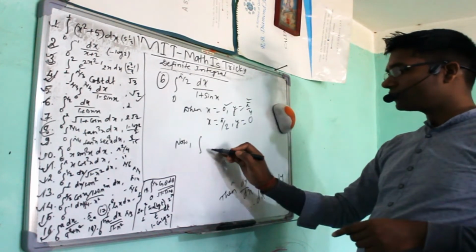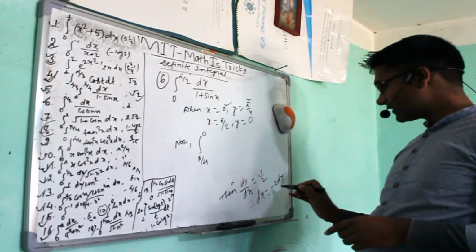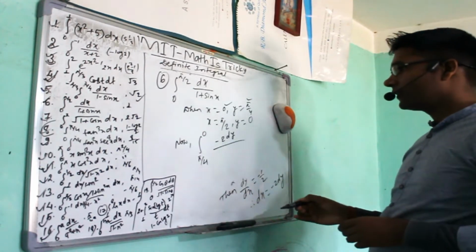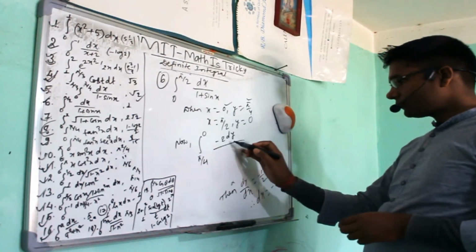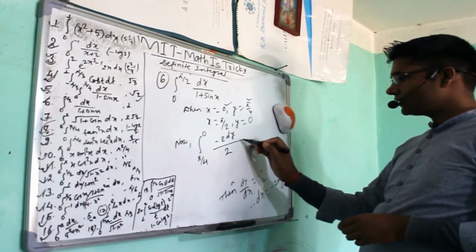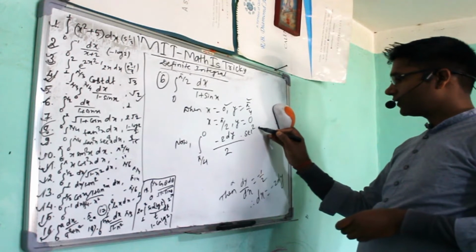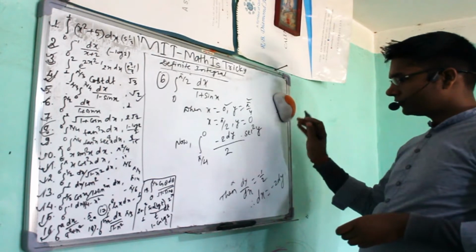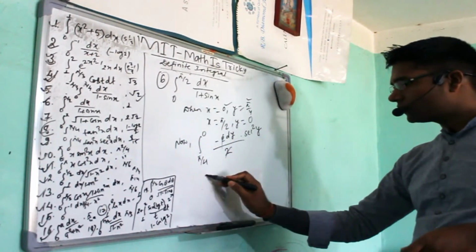So integration of cos is sine. So sine t from minus pi by 3 to pi by 3. So simply it is sine pi by 3 minus sine of minus pi by 3. Sine 60 means root 3 by 2, and minus minus becomes plus sine 60 again, so root 3 by 2 plus root 3 by 2, answer is root 3.